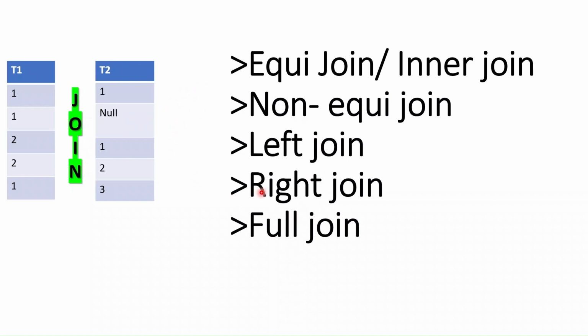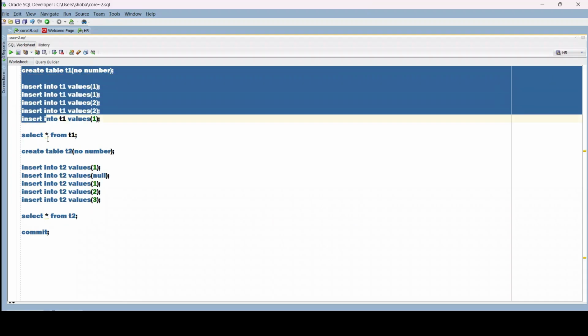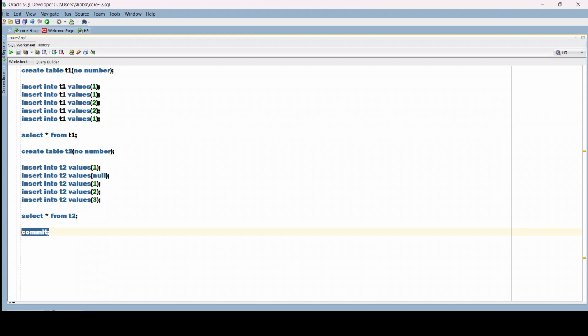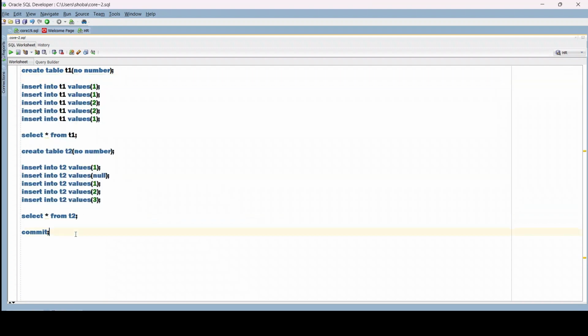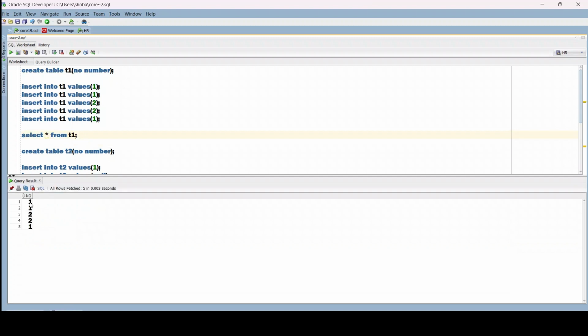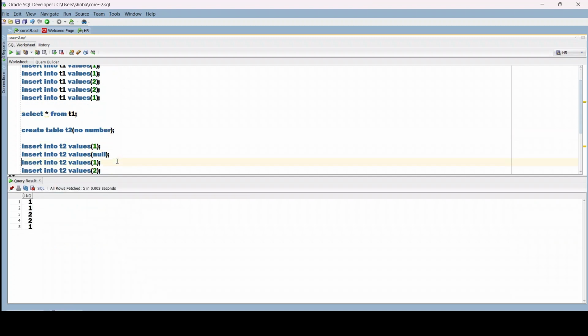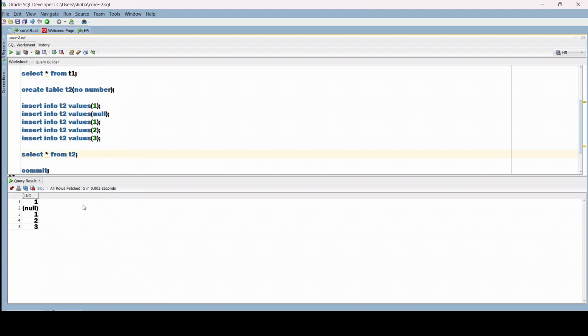For that I have created the tables and inserted the values in Oracle SQL Developer. This is my statement for creating the tables and inserting the values. I committed the two tables, T1 and T2, and I have given these statements in the description. Please see the statements and try to practice them. Now first we can get the data from T1. See here, this is my table 1 data as well as my table 2 data.